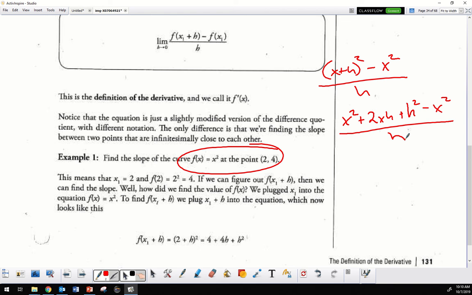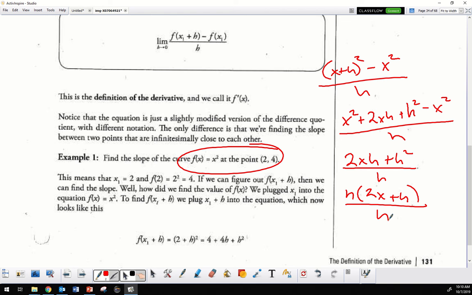And now from here, what can I do? I can cancel out the x squareds, and I'm left with 2xh plus h squared all over h. They have a common factor. Every time you do this, it will cancel out so you can factor out your h. That's the whole point of all this, canceling out the h. So I'm going to take out an h, and I'm left with 2x plus h all over h.